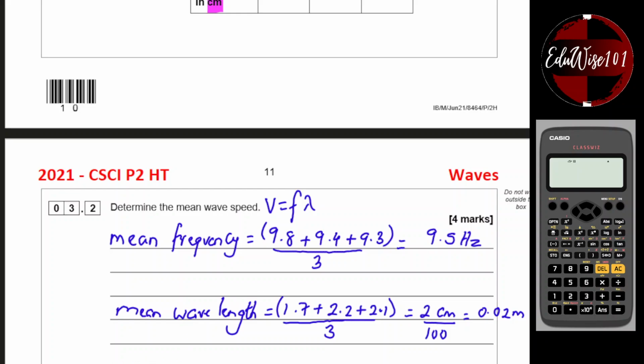Now to find the wave speed, V is F lambda. So 9.5 times the wavelength, 0.02. That gives me 0.19 meters per second.